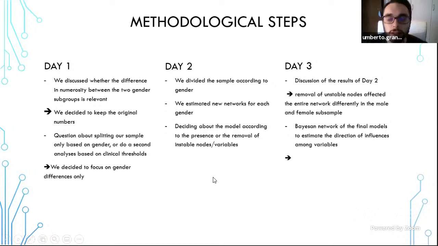In day 2 and 3, after finding a solution from a methodological point of view for the variables, we started to estimate the networks. Especially in day 2, we estimated the exploratory graph networks, and then in day 3, we converted such a correlational model into Bayesian and causal pathways.